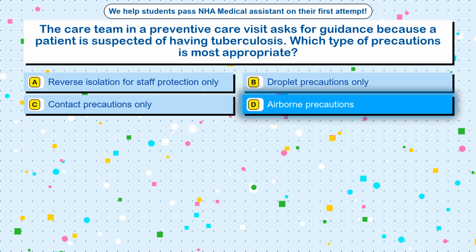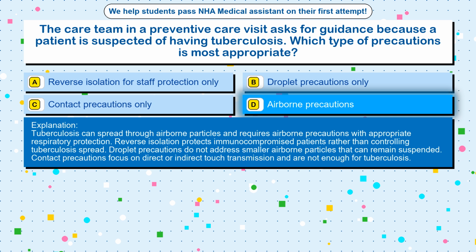Airborne precautions. Tuberculosis can spread through airborne particles and requires airborne precautions with appropriate respiratory protection.